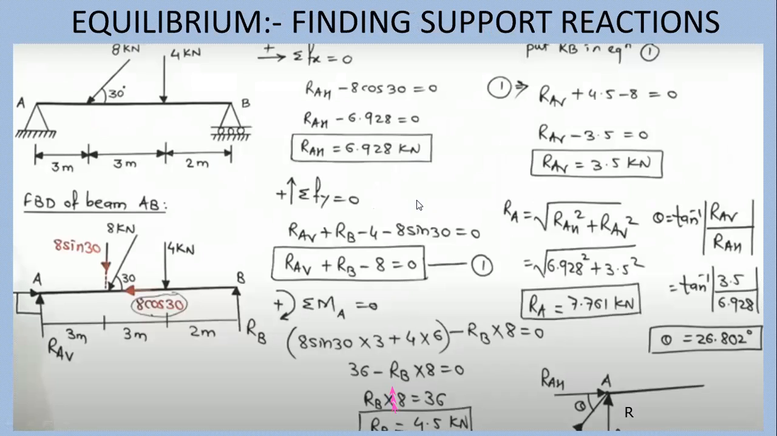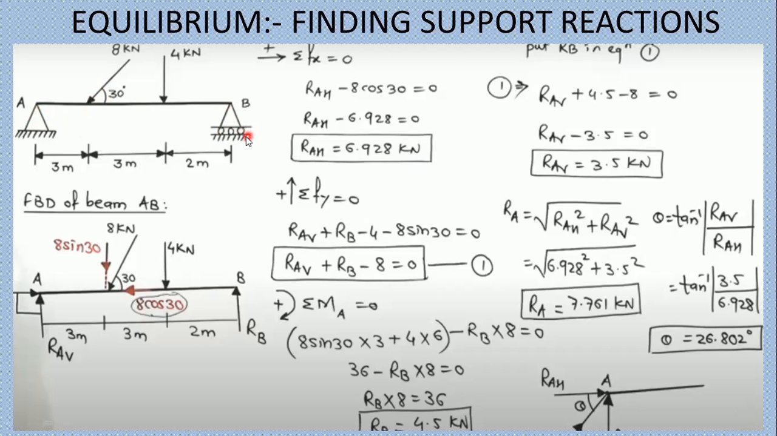Now after that, we will see equilibrium and finding the support reaction. Here, observe that one beam is there, beam AB, on which a 4 kilonewton force is acting at a 6 meter distance from point A. 8 kilonewton is an inclined force at a 30-degree angle, at a 3 meter distance from point A. Point A has the fixed support, while point B has the roller support. You can see the roller here.